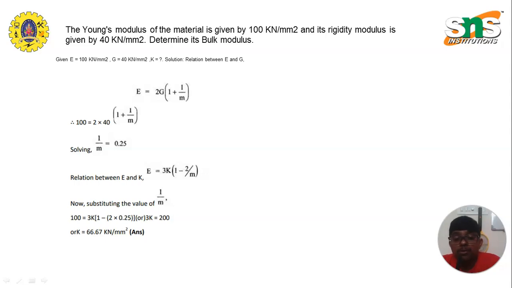Once we find the Poisson's ratio, we know the relation between bulk modulus and Young's modulus, and we need to substitute this value. That is 3K into 1 minus 2 by m. By substituting this value, you can find the bulk modulus. Thank you.